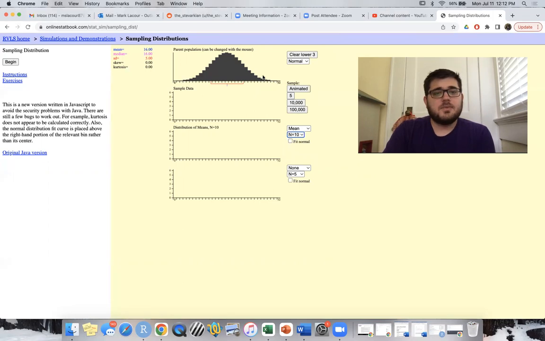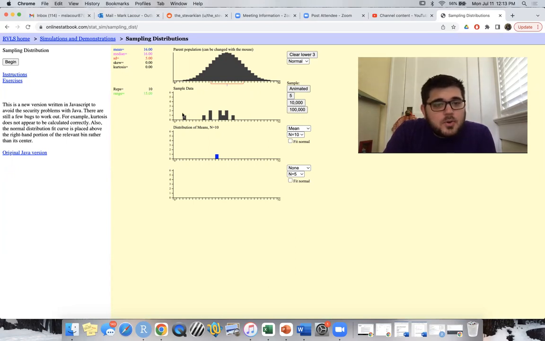observations from this distribution, and you calculate a sample mean just from those 10 random observations, that sample mean might not be the same as the population mean. So the population mean is 16 right here. If you go to this little animated thing right here, it'll draw 10 random samples from the parent distribution. All right, so this is our sample.